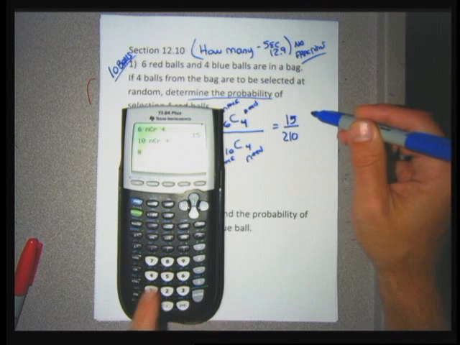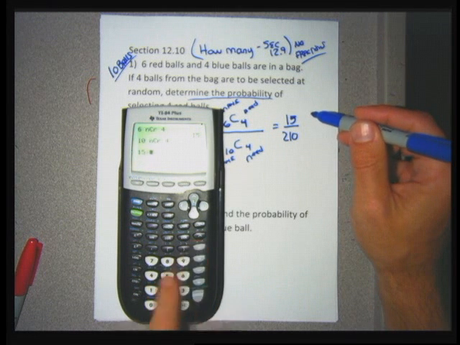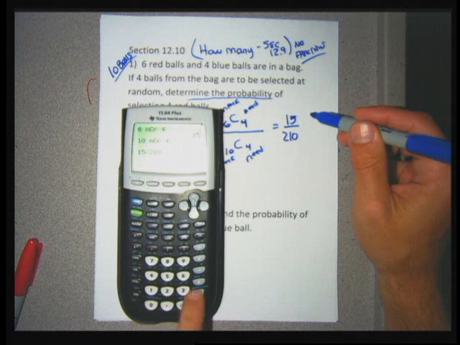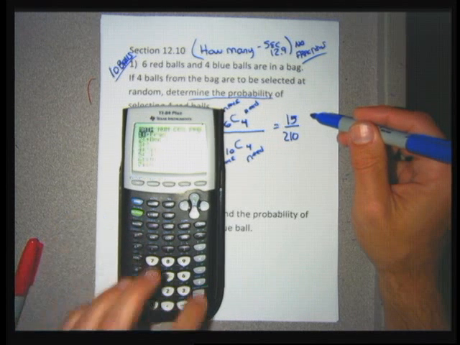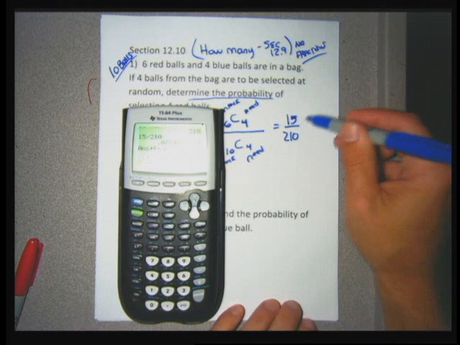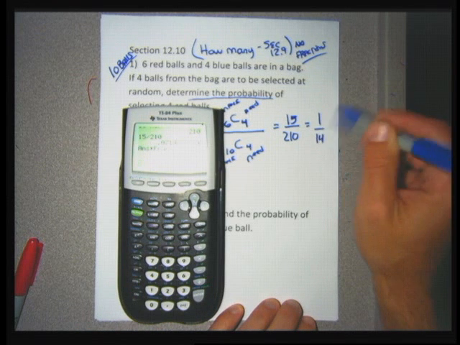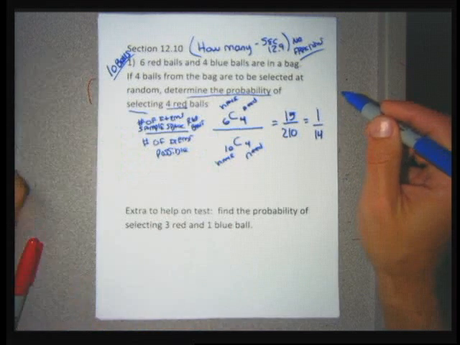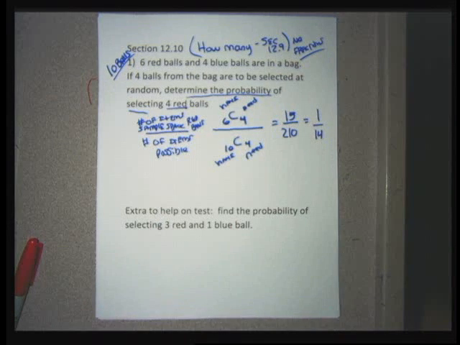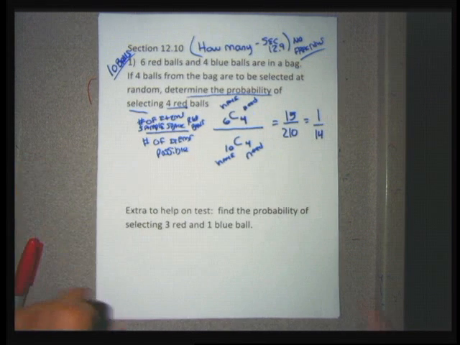Now I'm going to reduce this fraction. I'm going to go 15 divided by 210 equals math, enter, enter, and my calculator tells me that the probability of getting 4 red balls is 1 in 14. On the test, it could be the case that I could ask you a slightly more complicated question, and so I put this problem down at the bottom of this sheet.